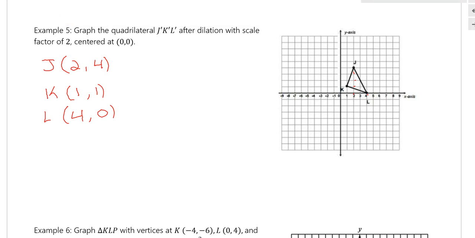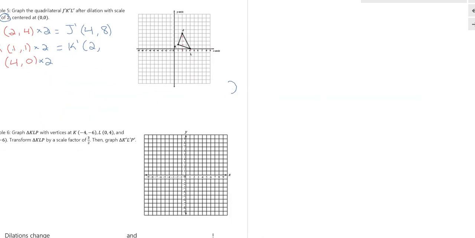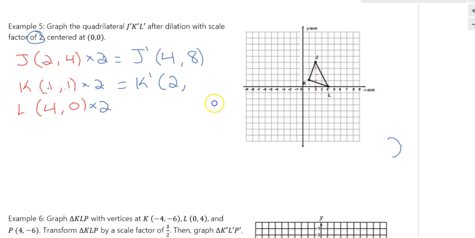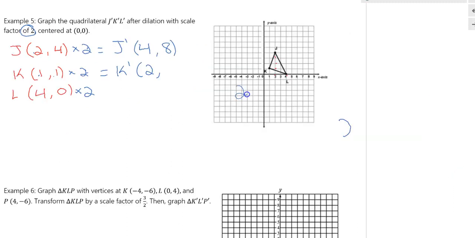So now I want to graph my dilation with a scale factor of 2. All I'm going to do is multiply all my points by 2. Okay? 2 times 2 is 4. 4 times 2 is 8. K prime. 1 times 2 is 2. Sorry. 1 times 2 is also 2.